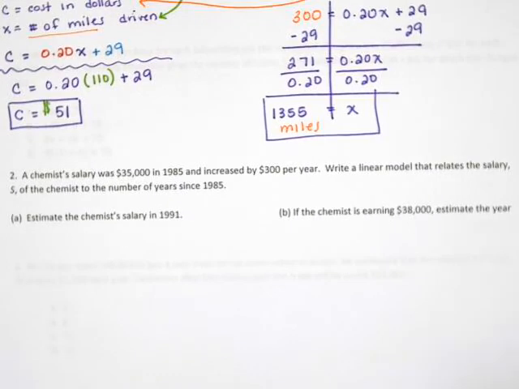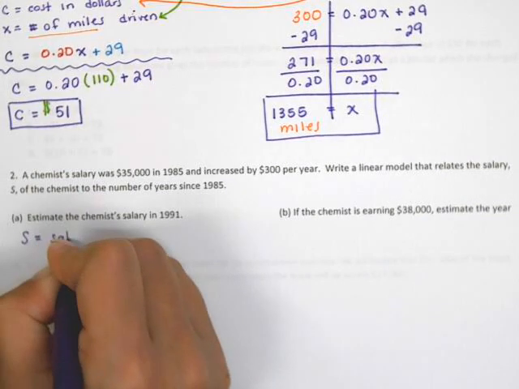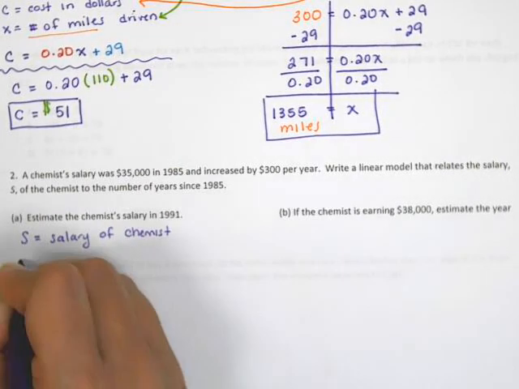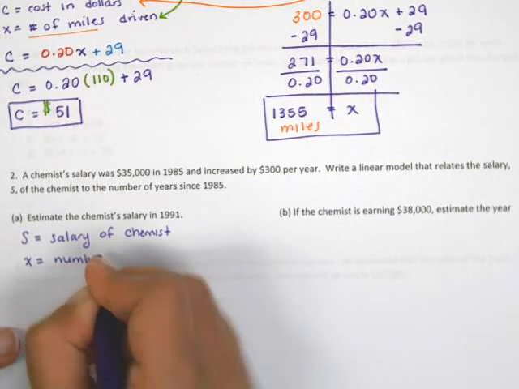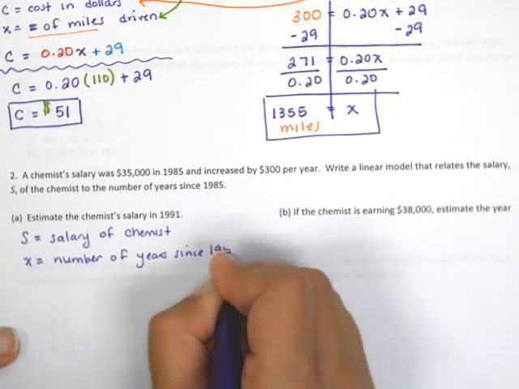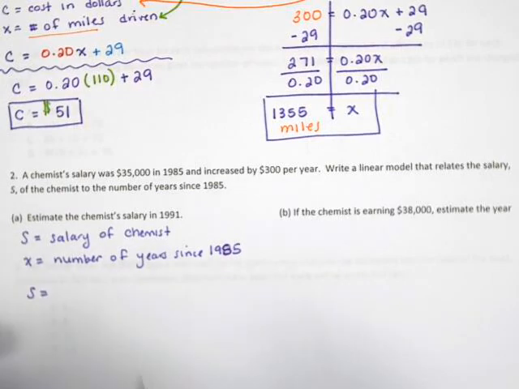A chemist's salary was $35,000 in 1985 and increased by $300 per year. Write a linear model that relates the salary S of the chemist to the number of years since 1985. So it says S is going to be the salary of the chemist, and we don't have a variable, so I'm just going to use x for the number of years since 1985.